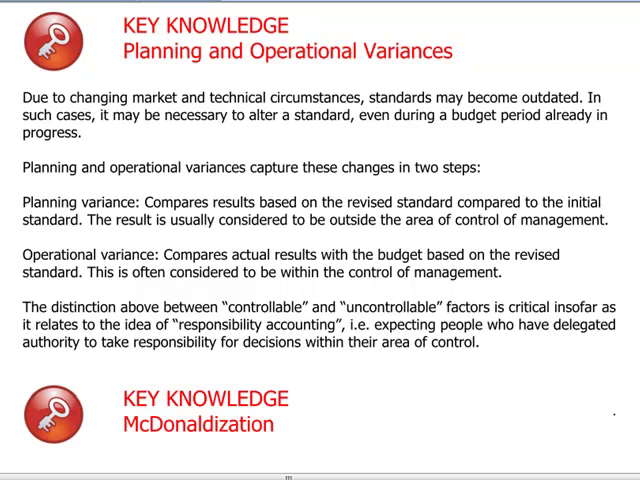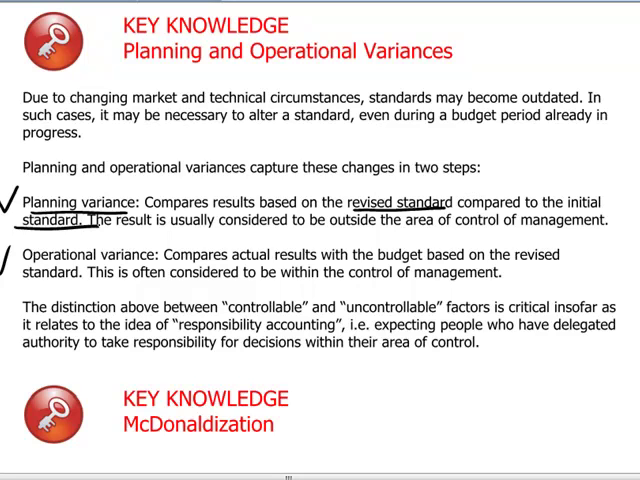We're still in the general subject area of cost accounting systems, and we want to just have a quick look at planning and operational variances. Now, the main distinction to pay attention to here is that the planning variance is a variance which involves looking at results based on a revised standard compared to an initial standard. In other words, it's variances that are caused by a change in standards.